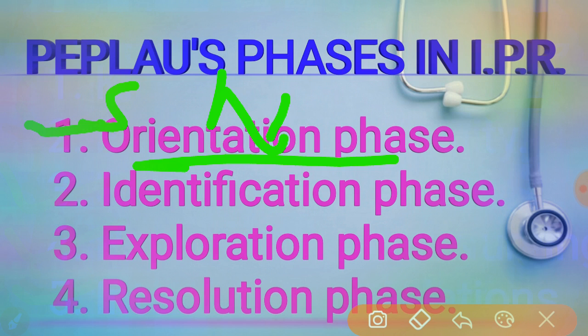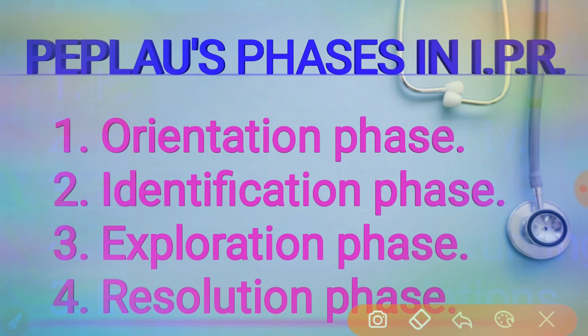This is the first phase of Peplau's phases. Coming to the second one, that is the identification phase. Identification means the client has a particular identification and the nurse has a particular identification. Selection of appropriate professional assistance will be performed in this phase, and the patient begins to have feelings of belongingness.